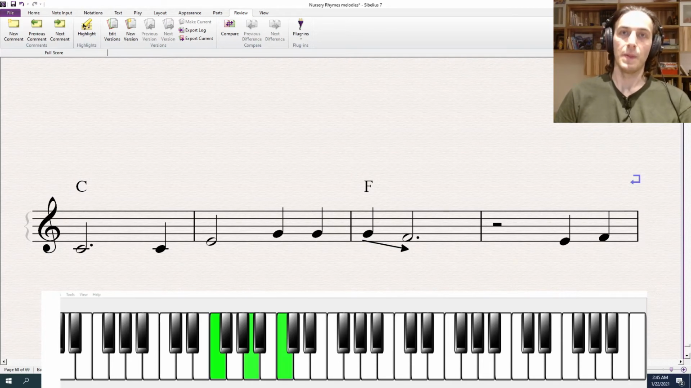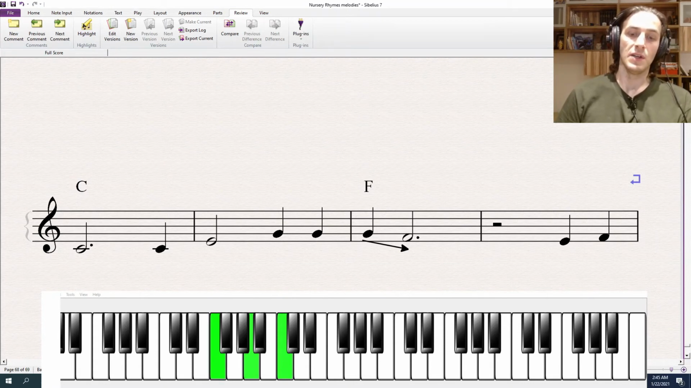We call suspensions with numbers as well. So this one we call a 9-8 suspension because it's going from the 1, 2, 3, 4, 5, 6, 7, 8, 9 to the 8. You could also call it a 2-1 suspension, but people prefer to call it 9-8 usually.